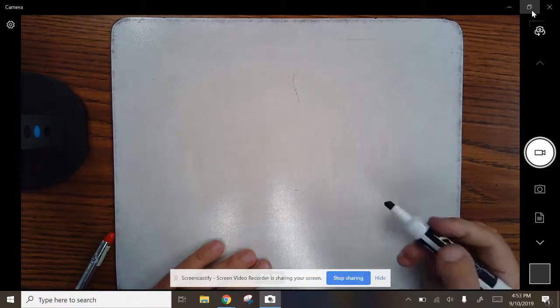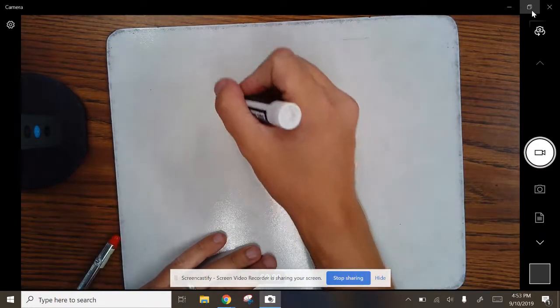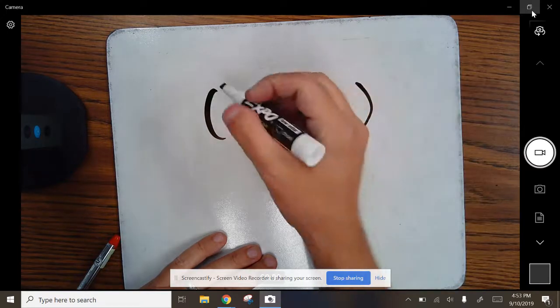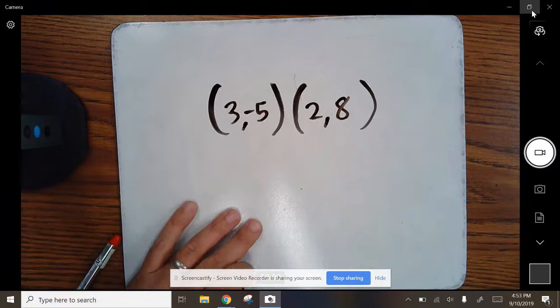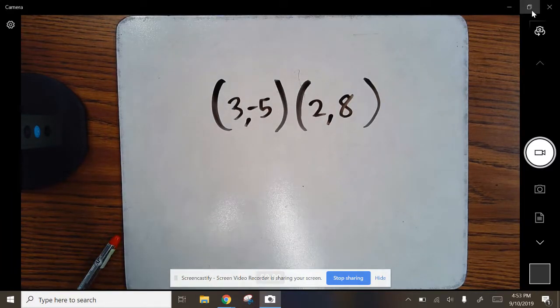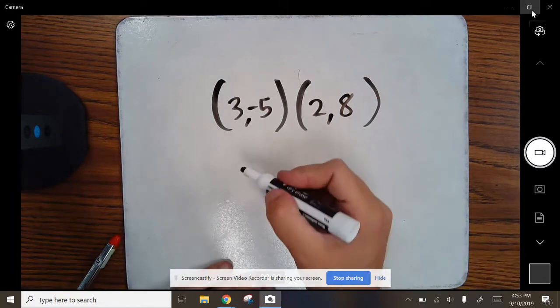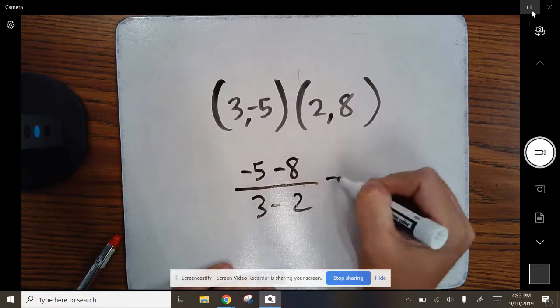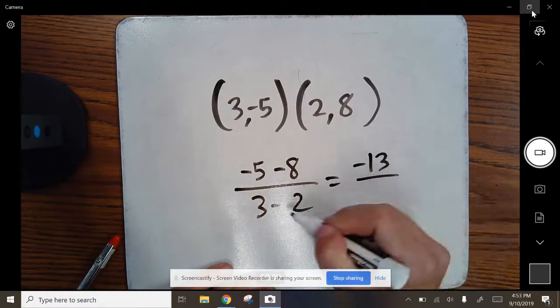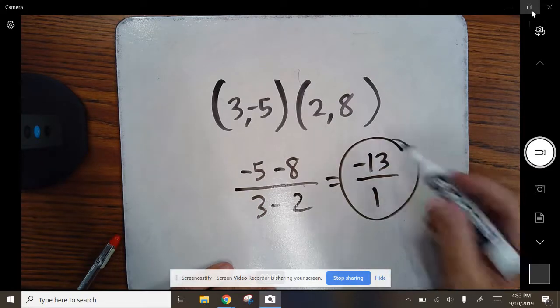Now the next one I want you to work on. I want you to find the slope. Old school. Give me the slope between 3, -5, and 2, 8. Okay, and then make sure you set this up right. -5 minus 8 over 3 minus 2. If you plug it in your calculator, -13 over 1, and that would be your answer, -13.